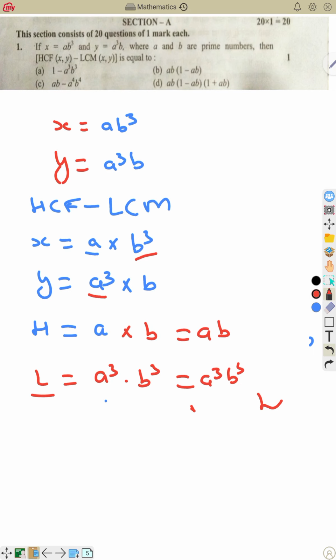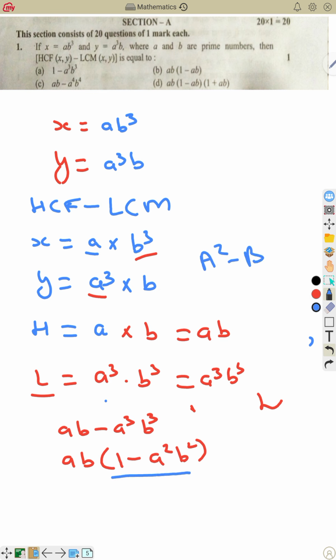HCF is ab and LCM is a cube b cube. So do the subtraction. Now ab is common, so take ab common: ab times (1 minus a square b square). Now this is also the formula of a square minus b square, which is a plus b and a minus b.